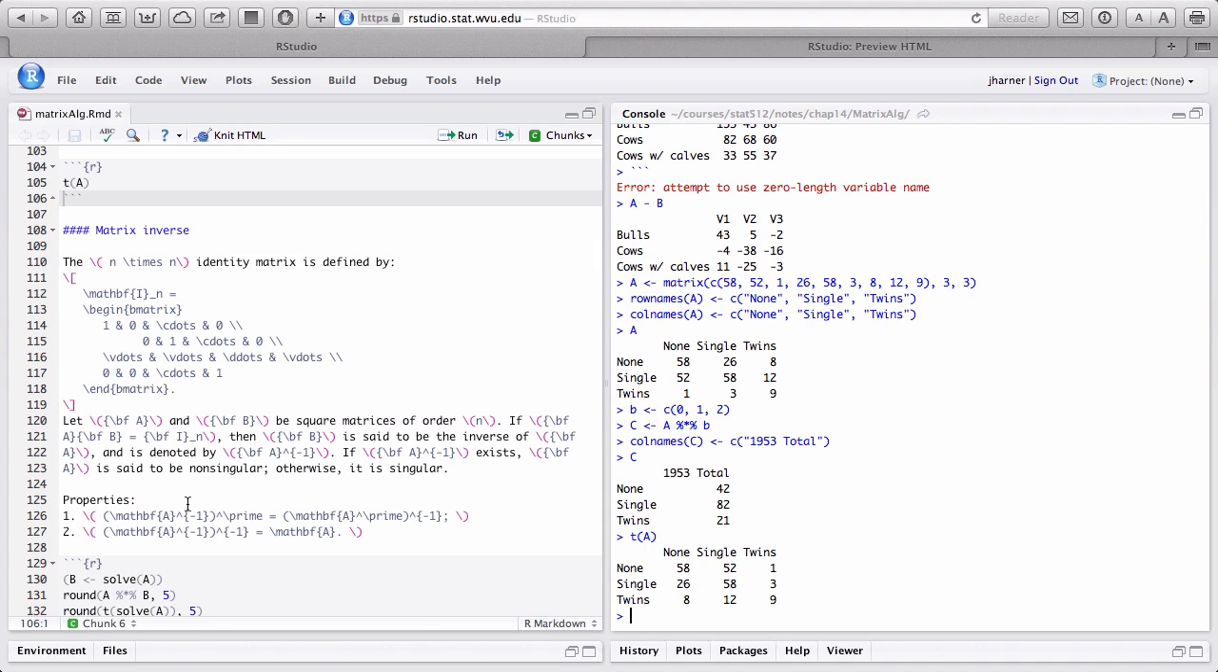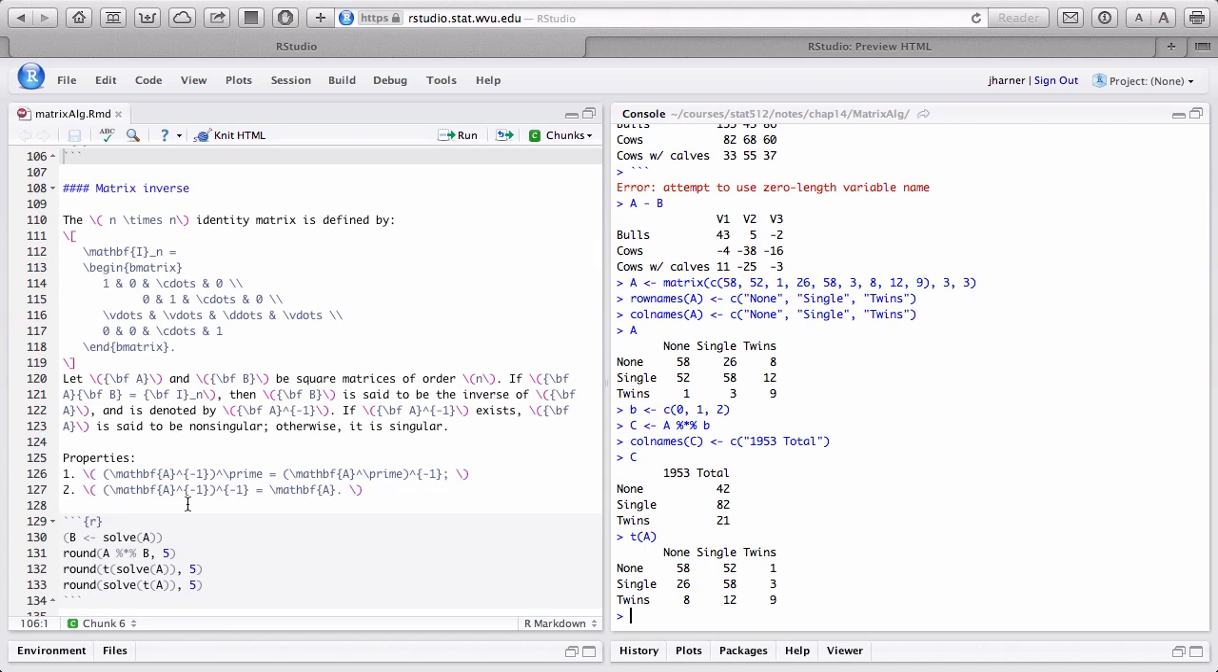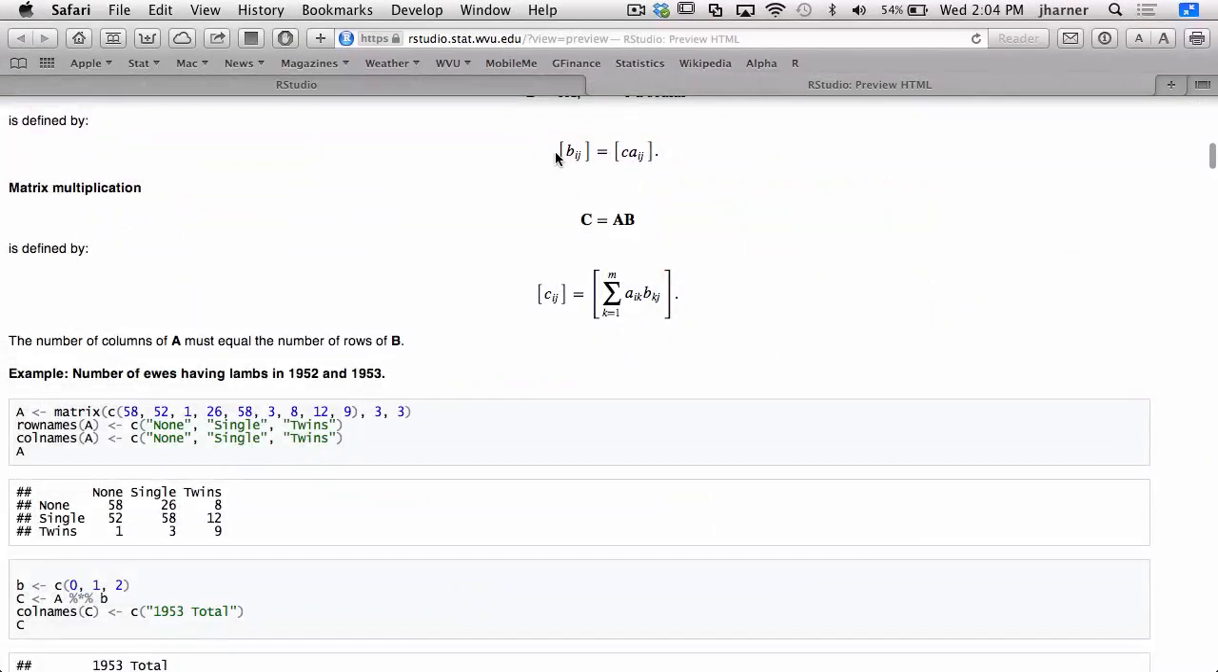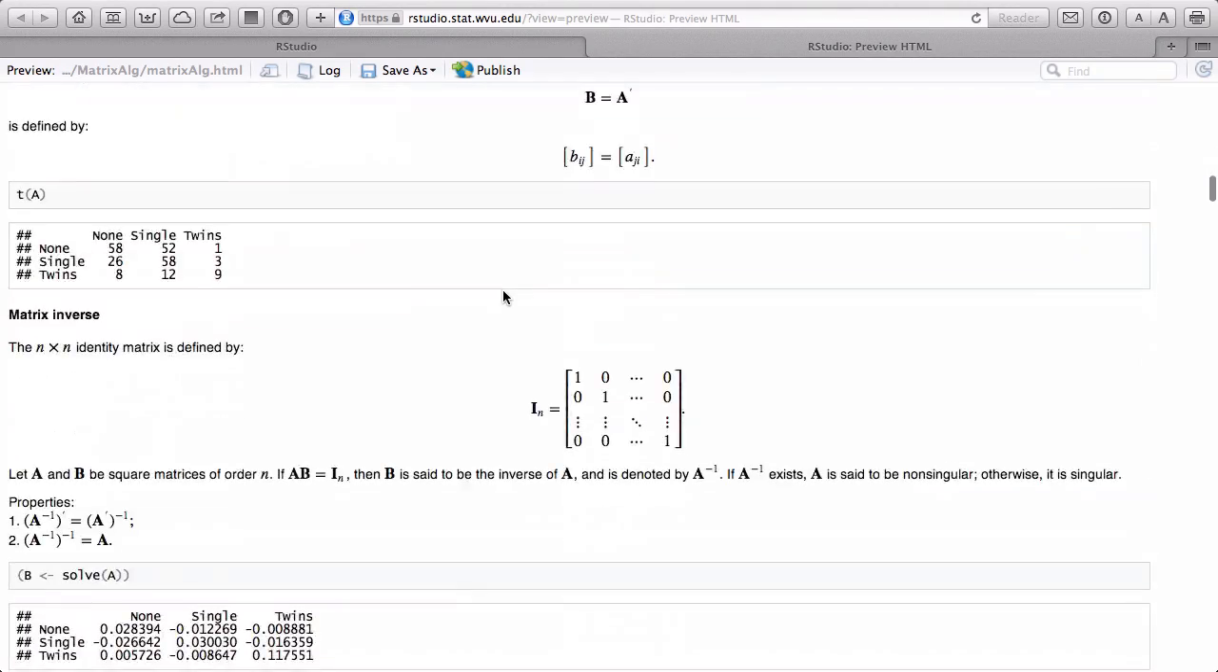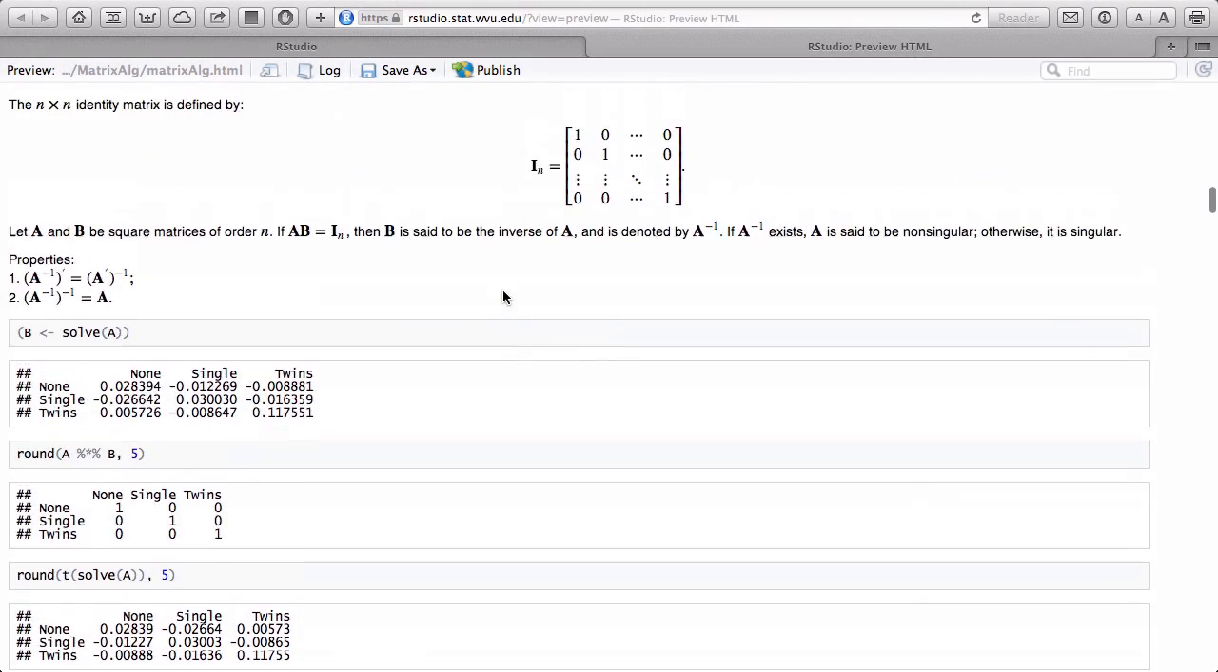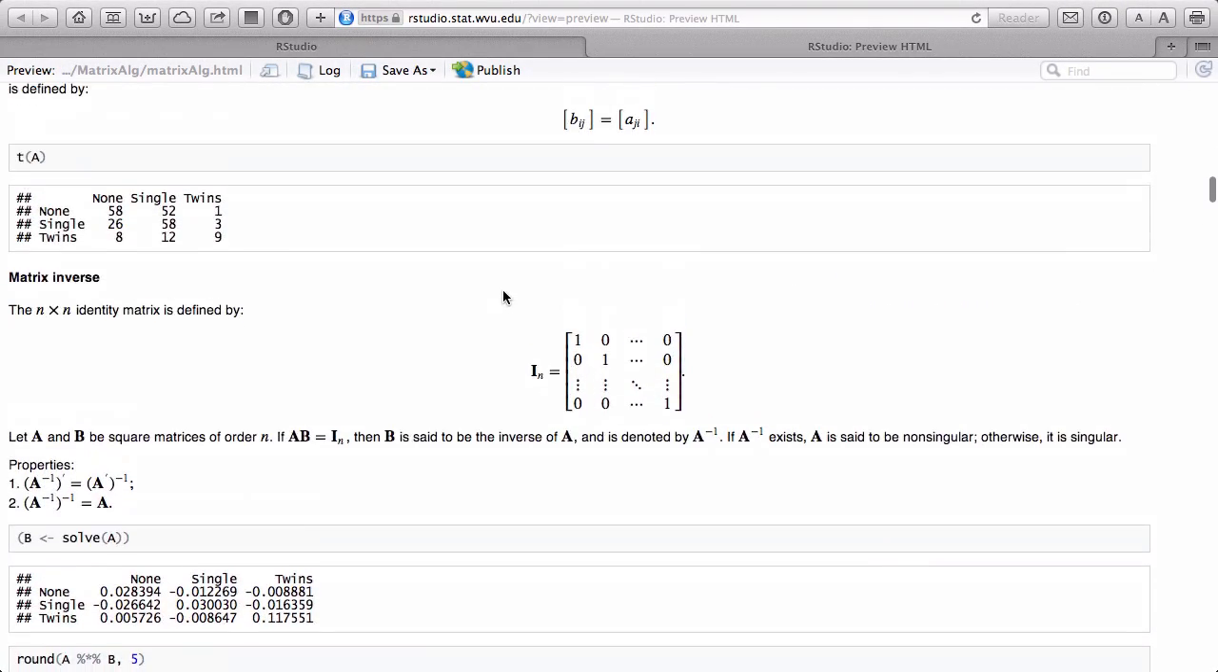Now, let's take a look at matrix inverse.